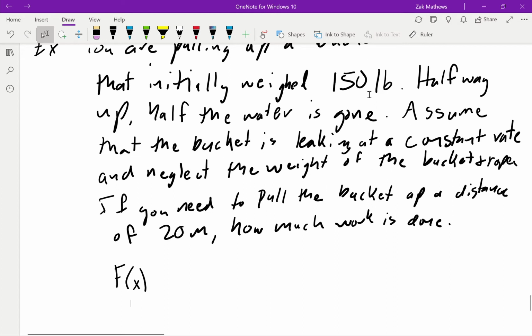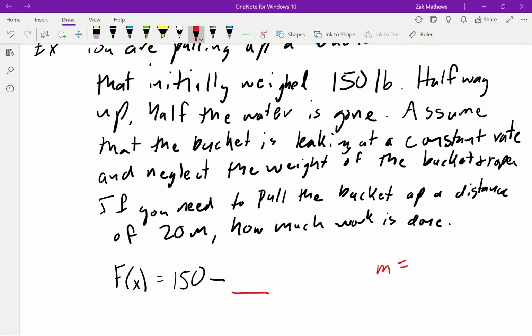But we're told that this is a leaking bucket. So we need to figure out what this force is based on how it's changing. The force would have been 150, except we're losing some. So we need to figure out what that slope is, what that rate of loss is.